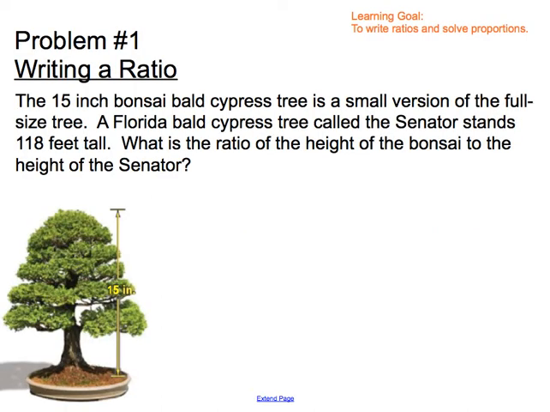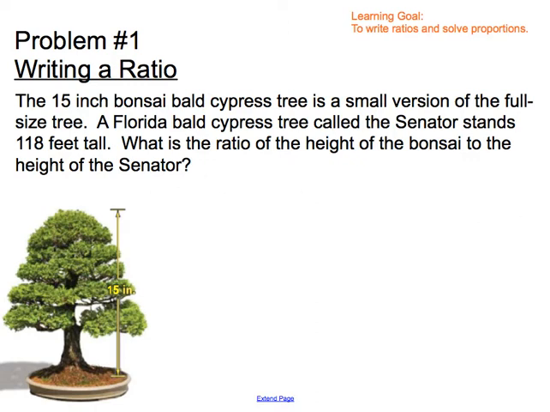So if we want to write a ratio, we have a 15-inch bonsai bald cypress tree, which is a small version of a full-size tree. There's a bald cypress tree called the Senator, which stands at the Florida State Capitol. That's approximately 118 feet tall. So if we wanted to write the ratio of the height of the bonsai tree to the height of the Senator, in this case I'll use the fractional format.